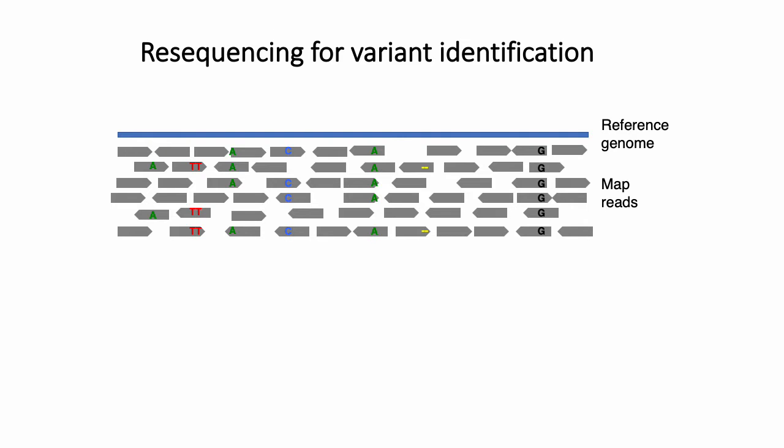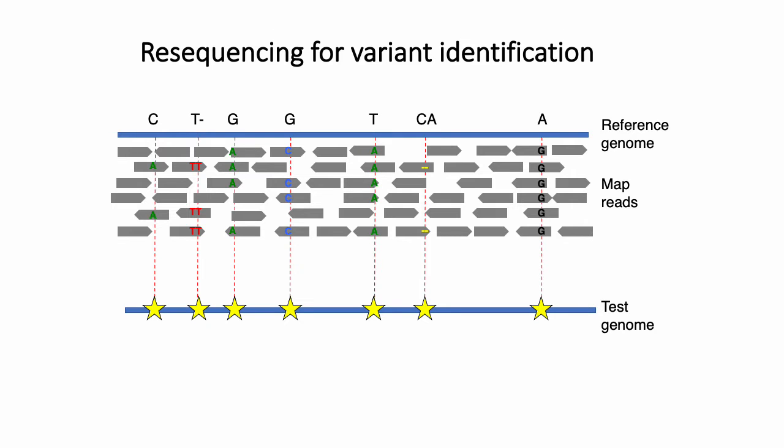Here, if you look closely at the gray boxes, which represent the individual reads, you can see that some of those boxes have letters or bases drawn on them. Those represent sequence variants that are present in the individual you're sequencing but are different from the reference genome. Here I'm showing what I'm calling the test genome, which is the new individual that you're sequencing.